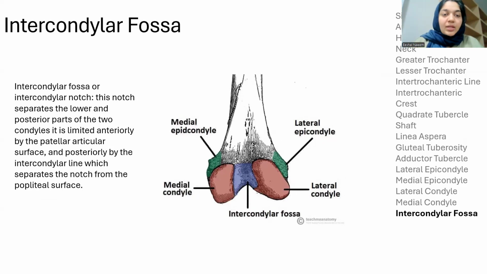The intercondylar fossa. We have an intercondylar fossa between the two condyles. This notch separates the lower and posterior parts of the two condyles. It is limited anteriorly by the patellar articular surface. This is the patellar articular surface. So anteriorly it is limited by the patellar articular surface and posteriorly by the intercondylar line. So there's an intercondylar line here. Can you see it? Posteriorly, it limits the notch, separating it from the popliteal surface. This is the popliteal surface and this is the intercondylar notch, right?